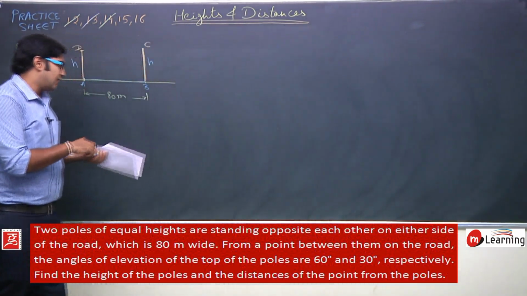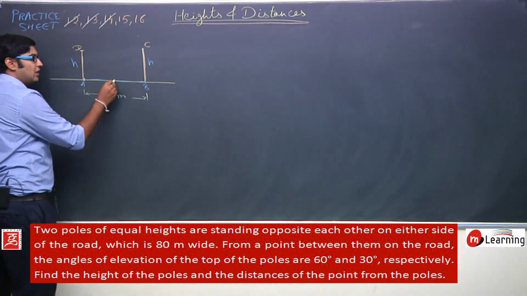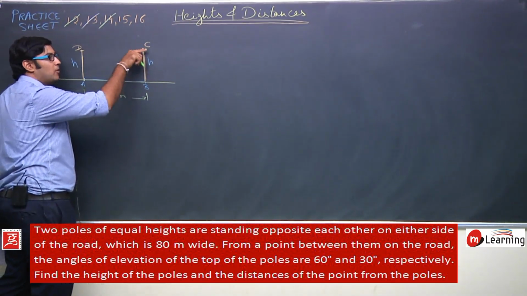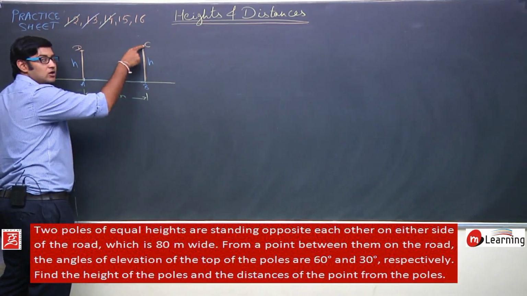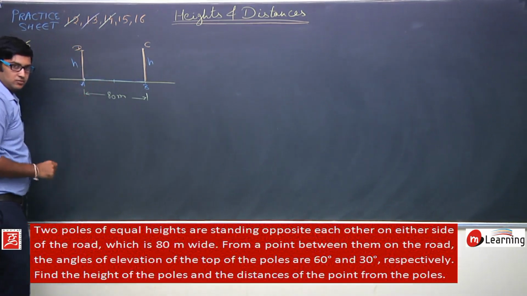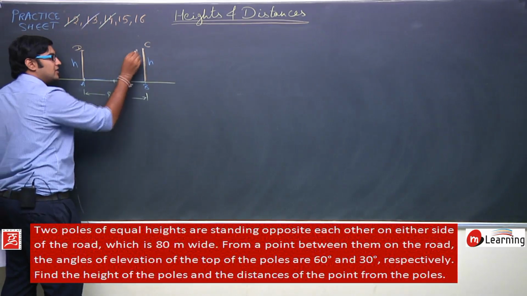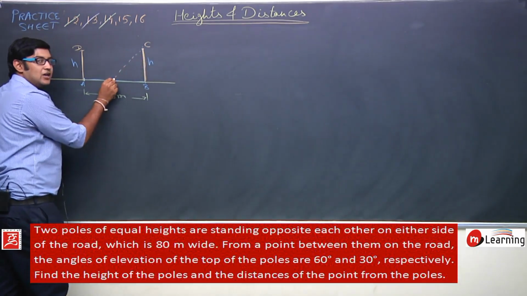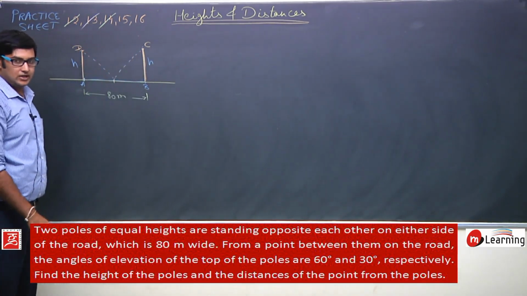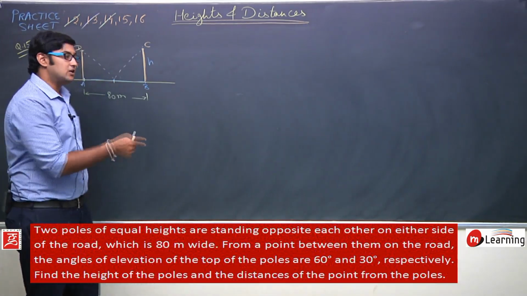So it means if I stand exactly in the middle of the road, the angle of elevation of the top of this pole from the middle of the road will be equal to the angle of elevation of the top of this pole from the middle of the road. Since both are of equal height, if I stand in the middle, this angle of elevation and this angle will be equal. This angle and this angle will be equal if I am standing in the middle.